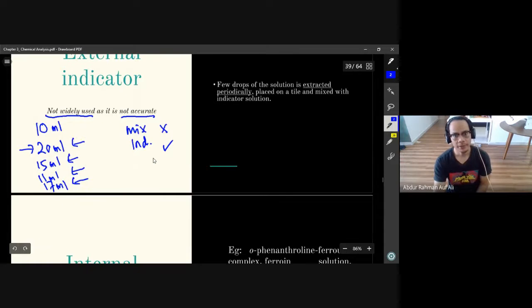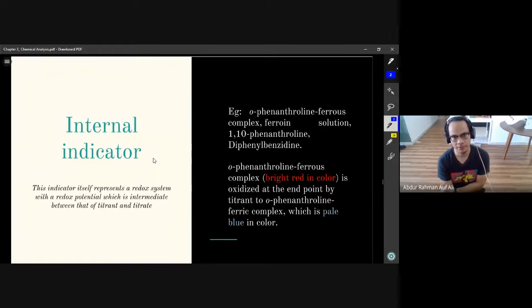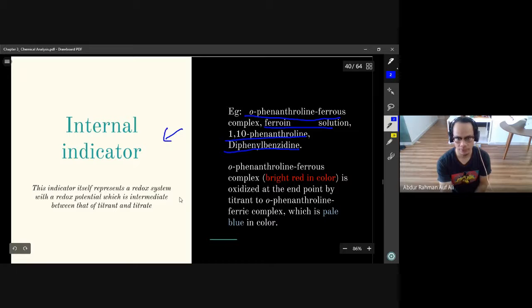Okay. And lastly, internal indicator. Its use is the same as phenolphthalein, methyl orange, methyl red in acid-base titration. We add the indicator solution before we begin the titration. Okay, but the difference is here we use O-phenanthroline ferrous complex, ferroin solution, 1,10-phenanthroline, diethylbenzidine. So these are the names of the internal indicators for redox titration.